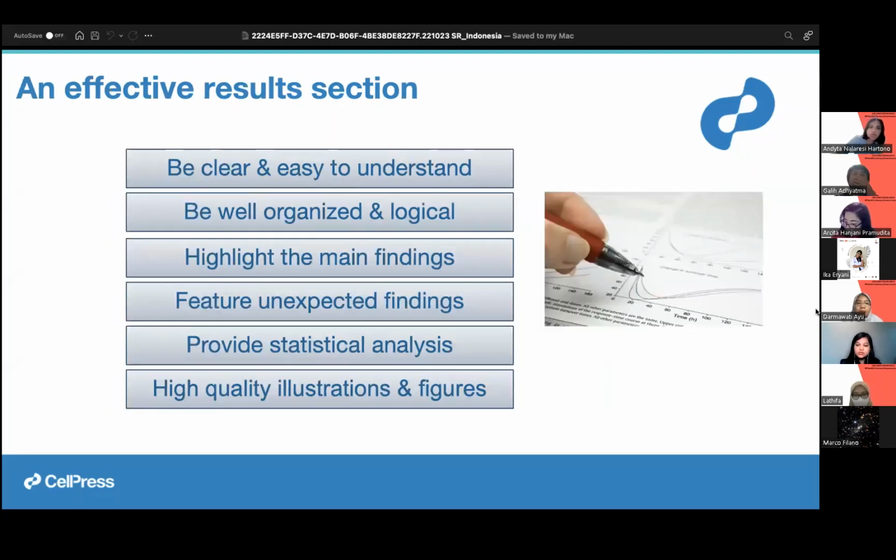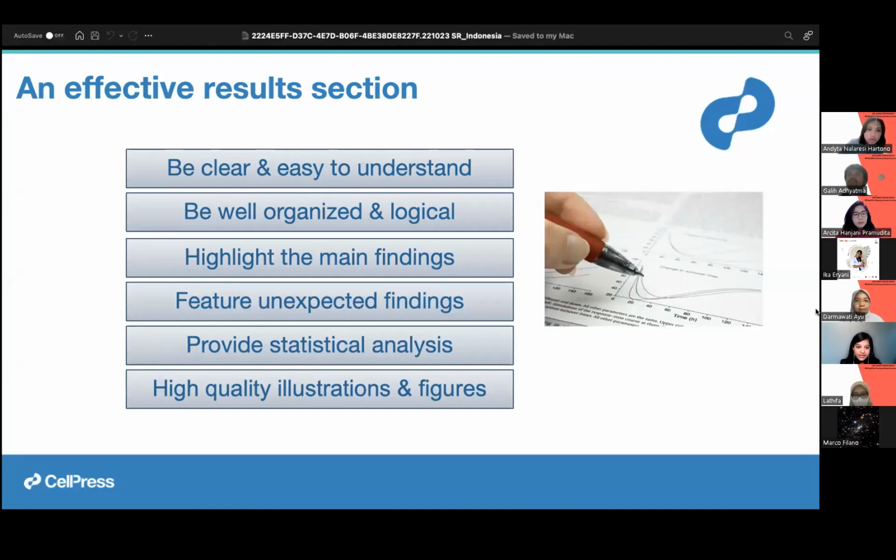Okay, so the next part of the paper after the introduction is the results. So this is where you actually talk about the data that you got from your project. So again, these are fairly obvious things, but still worth stating because a lot of papers don't actually do this very well in different ways. First is, of course, you want to be clear and easy to understand. So you want people to be able to understand what you've done. You don't want to get into unnecessary levels of detail.